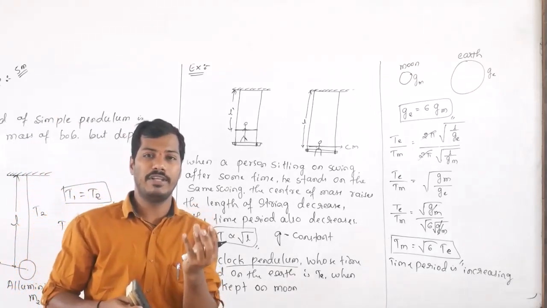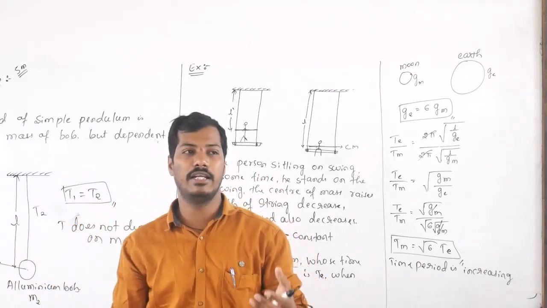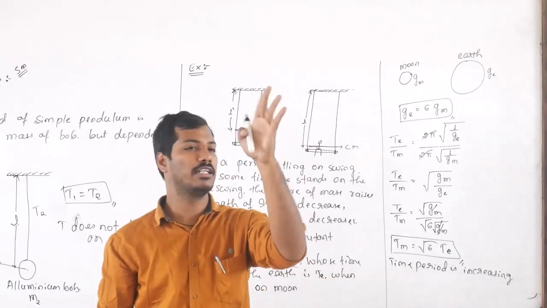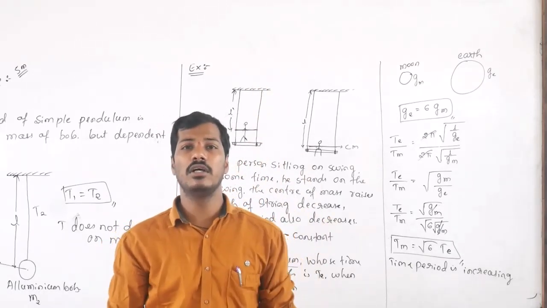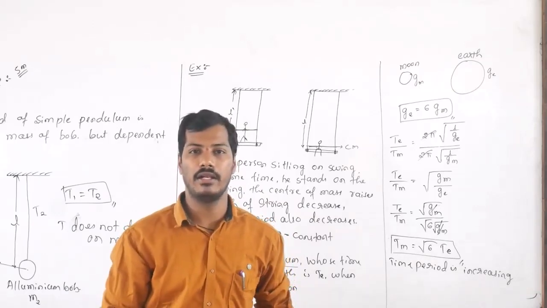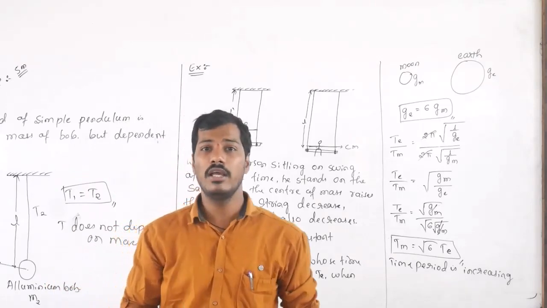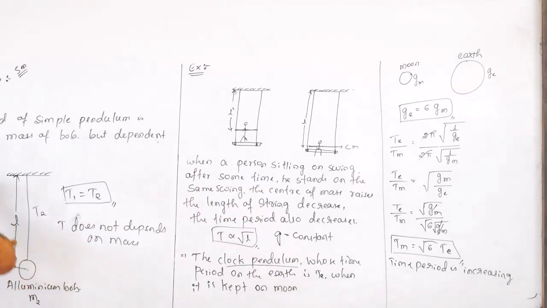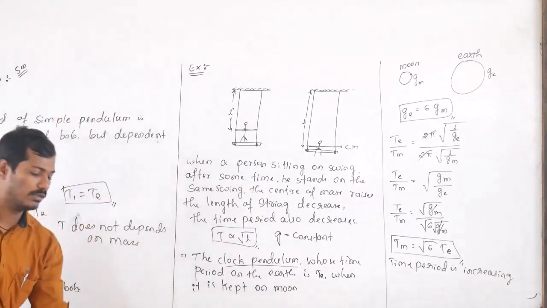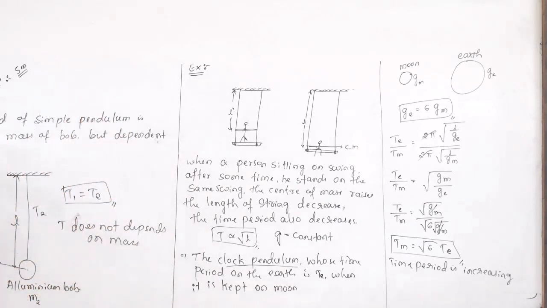If the lift is at rest, or moving at constant velocity, or moving vertically upwards, or moving vertically downwards, in that chapter we discussed the apparent weight of a man standing in the lift. Now what about the time period of that? We have to check it. The lift is continuously moving upwards and downwards. This is nothing but oscillatory motion.